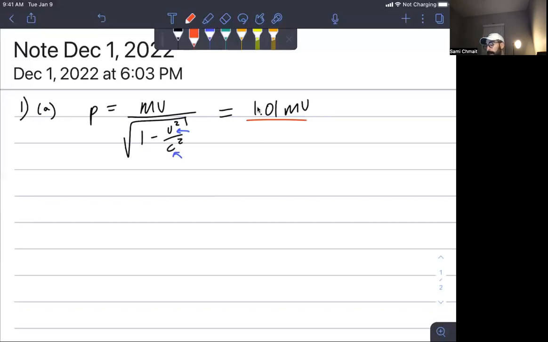So here, we're basically 1% increase over what it would have been if we used the classical. The same logic is going to apply to part B, where we're going to plug in everything the same and work everything out. So P equals MV.